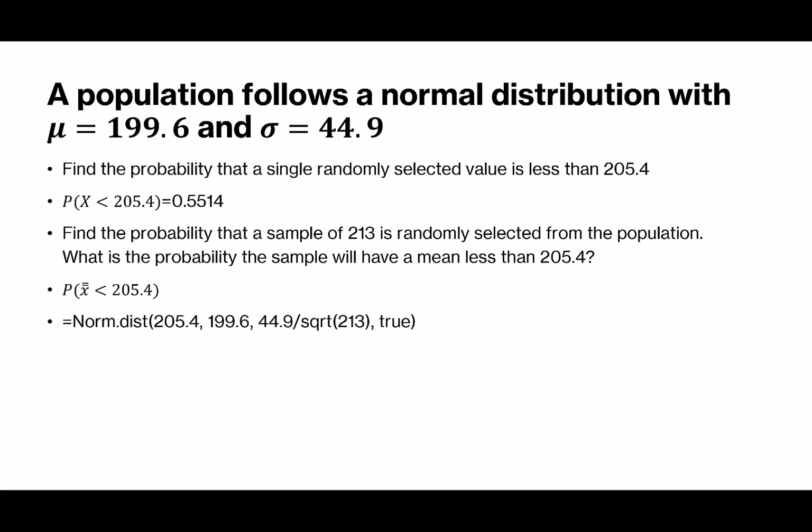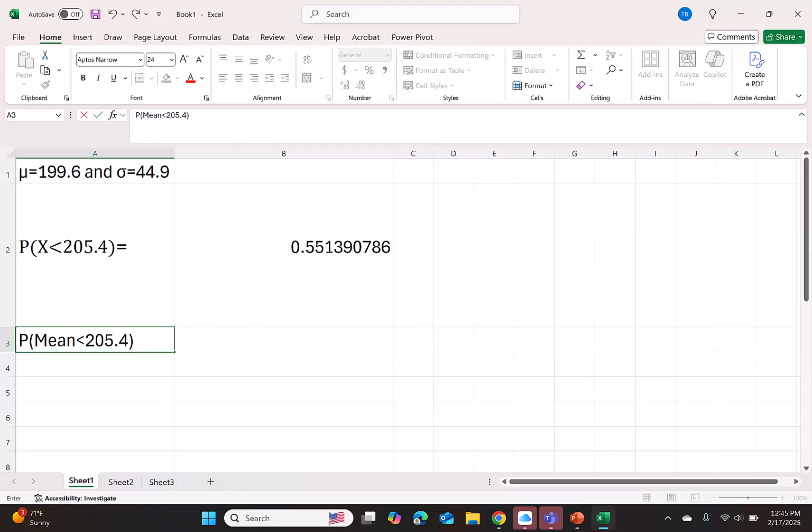Over in Excel, we're going to use the command norm.dist, 205.4, the mean 199.6. Then we'll put in the 44.9 divided by SQRT of 213. That's the square root of our sample size, and then true. So it looks very similar to what we did in our first problem, but with the square root of 213 to show that we're looking at the Central Limit Theorem. For clarity, I'm putting in probability that the mean is less than 205.4, so we can see that we're not looking at x, we're looking at x bar.